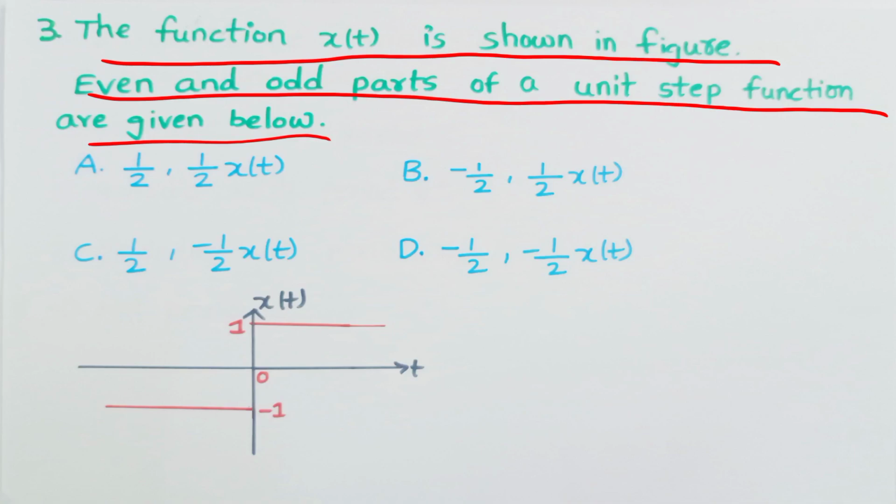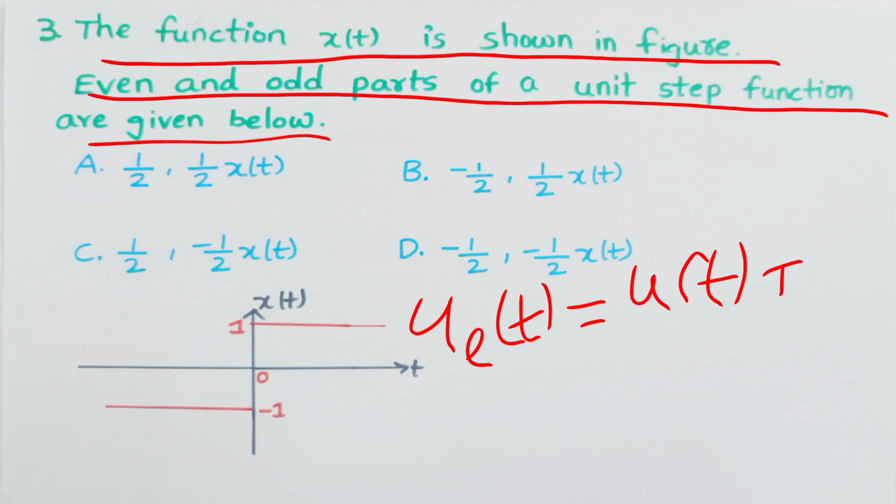Here I will give the formulas for finding even and odd parts and you will do it, and I will say the exact answer, and you verify whether you are doing it correctly or not. First, for finding the even part of the unit step function, that is u_e of t. u_e of t is nothing but the even part of the unit step function, that is u of t plus u of minus t by 2. It is the formula for finding the even part of the unit step function.